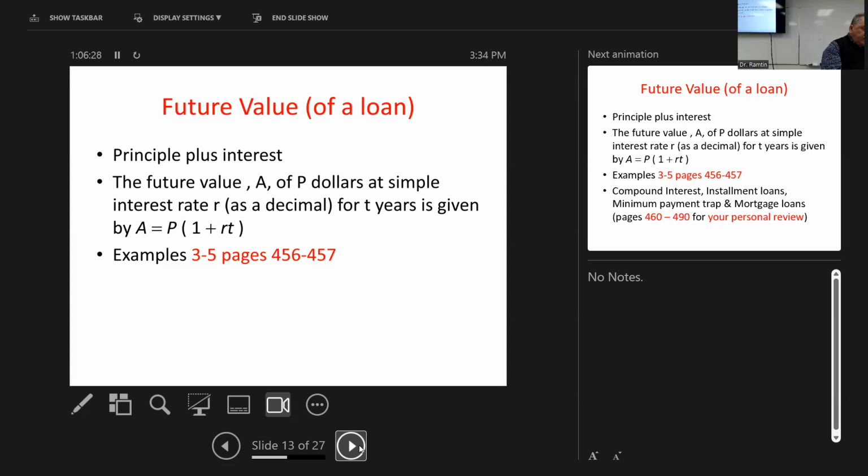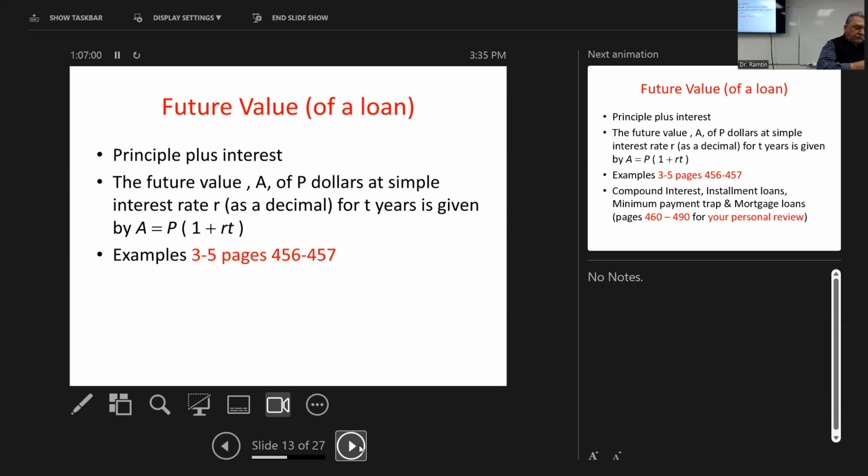Let's look at example 5 on page 457. You plan to save $2,000 for a trip to Europe in 2 years. You want to go to Europe, you want to save money for it, and you want to do that in 2 years. So you put the money in a certificate of deposit, or CD, and they tell you the rate is 4%. They give you interest.